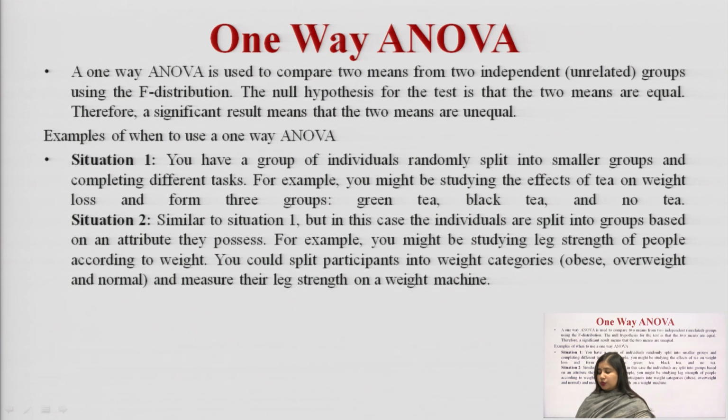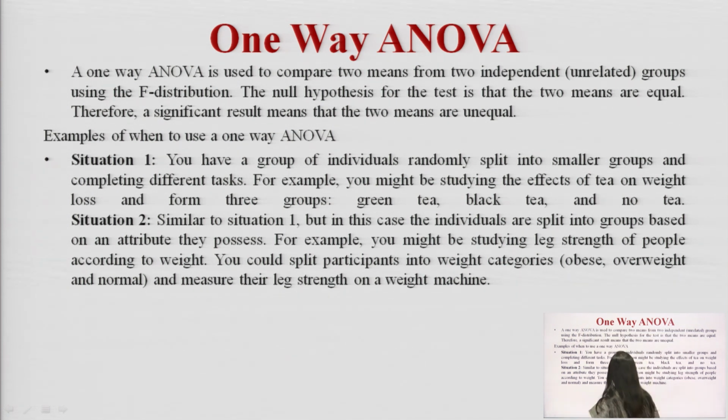The one-way ANOVA is used to compare the 2 means from 2 independent or unrelated groups using the F distribution. So, there is an F distribution which basically talks about the difference in means and the distribution of the frequency.